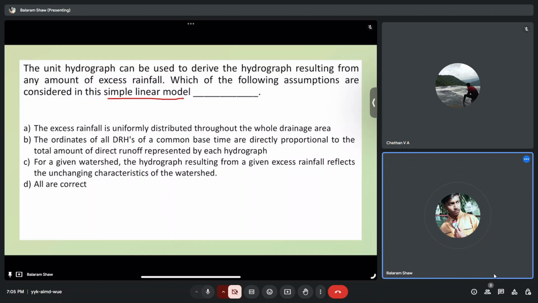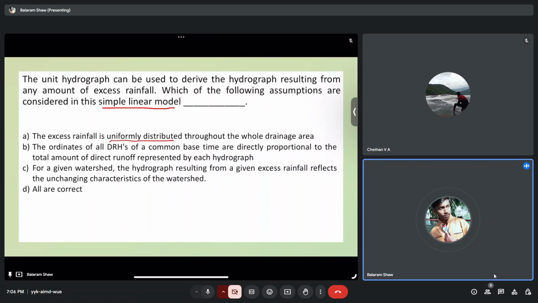So what is mentioned, the unit hydrograph can be used to derive the hydrograph resulting from any amount of excess rainfall, fine. Which of the following assumptions are considered in this simple linear model? The first option is the excess rainfall is uniformly distributed throughout the whole drainage area, right? So obviously we know that the excess rainfall should be uniformly distributed. This is one of the assumptions that we have just mentioned.